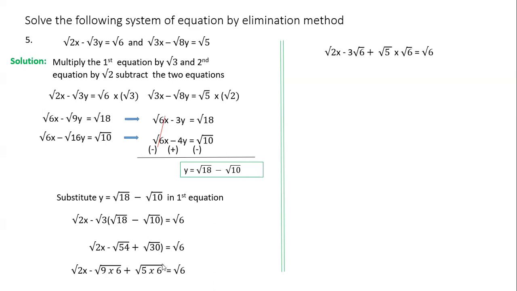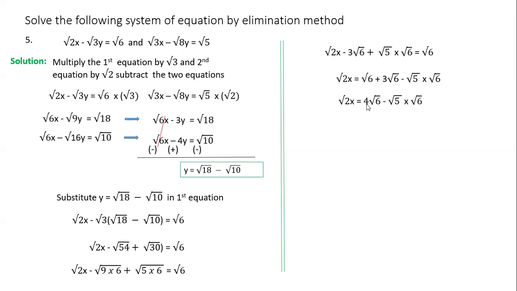Okay. So what happens? It becomes root 2x minus root 9, which is 3, so it becomes 3 root 6, and root 5 into root 6, because both are not perfect roots. So you write them both together. Then I want x. So these all are numbers, so I take all this to the right side. Root 2x is equal to root 6, this root 6, minus becomes plus 3 root 6, minus root 5 into root 6. Root 6 is here, here, and here, take out root 6 common.